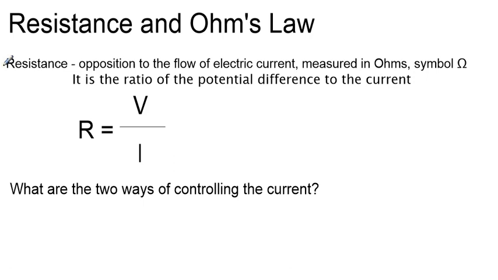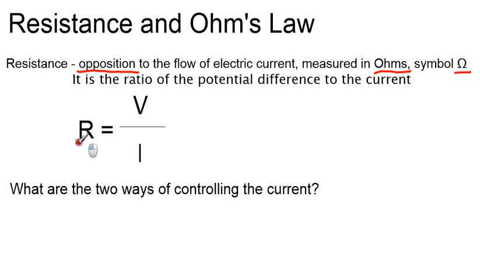All right, resistance and Ohm's law. So resistance is the opposition to the flow of electric current, so the opposition. It's going to reduce the flow. It's going to prevent it from moving as quickly as it could. We measure this in ohms, and we use the omega symbol for this.